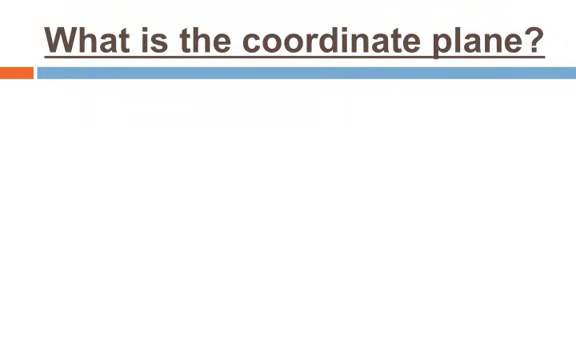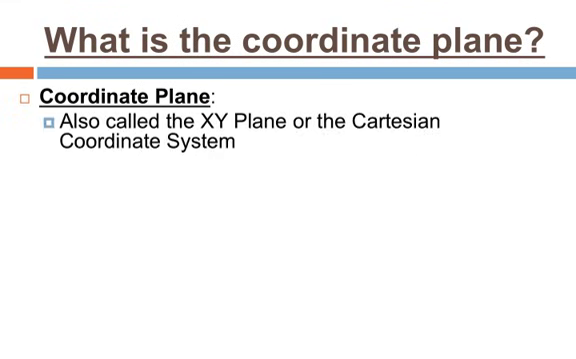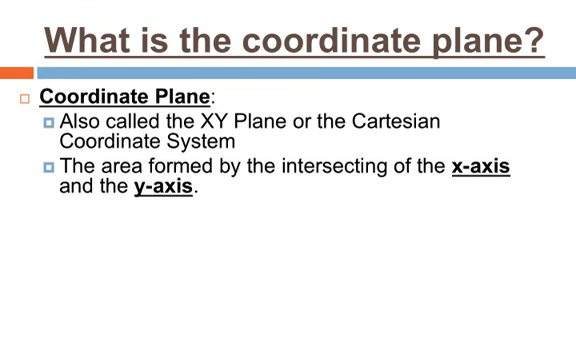So first of all, what exactly is the coordinate plane? Well, the coordinate plane is also known as the XY plane or the Cartesian coordinate system. Those are just fancy names for the same exact thing. But basically, it's the area formed by the intersecting of the x-axis and the y-axis. But before that even makes any sense, you need to know what the x-axis and the y-axis are.